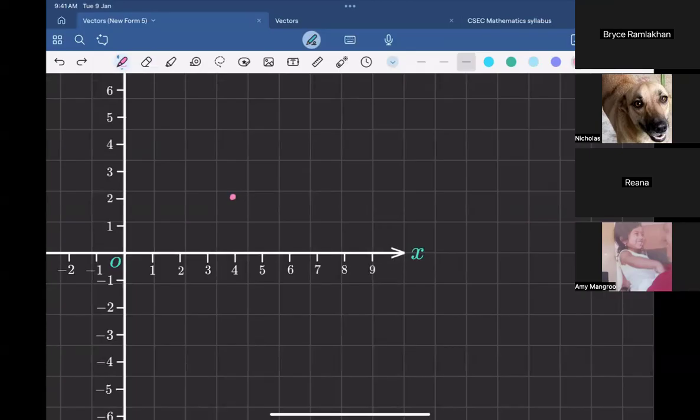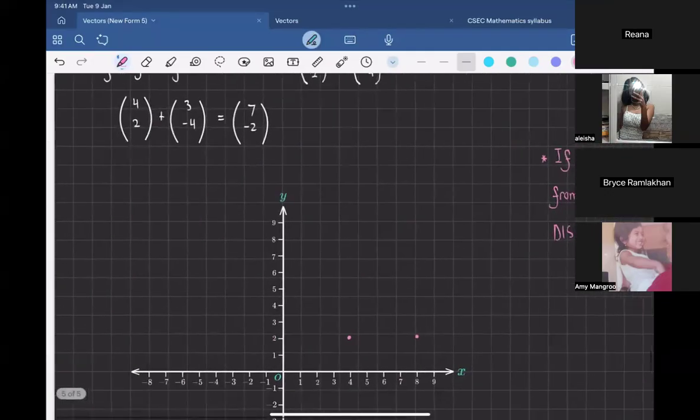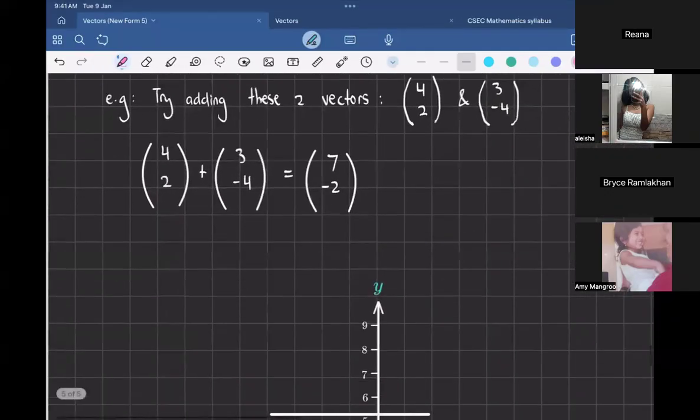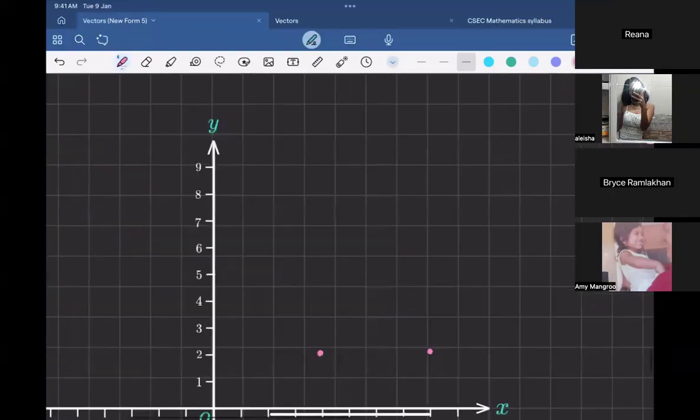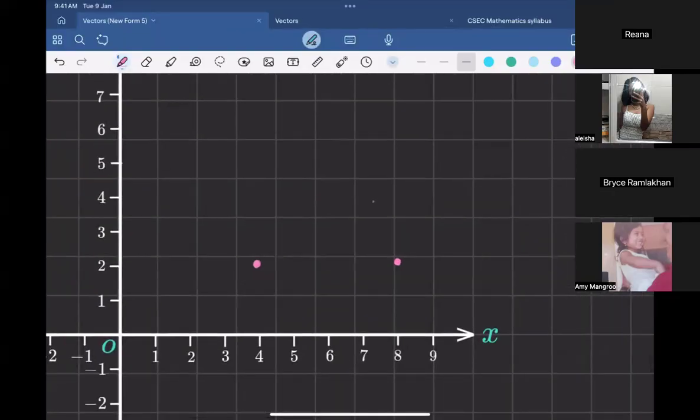So I'm starting from 4, and then I go 4 to the right. Sorry, 8. I end up at 8, right? And then I will move how much up, according to the vector? 2. I'll move 2. So I will end up at 4, right?